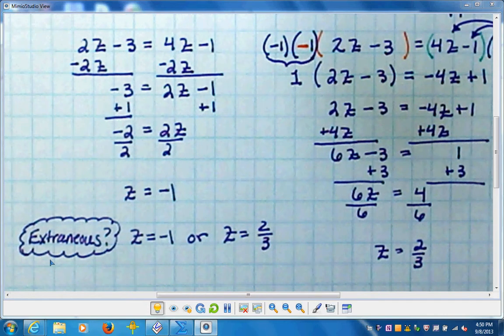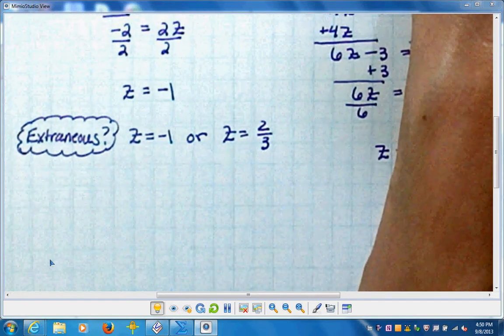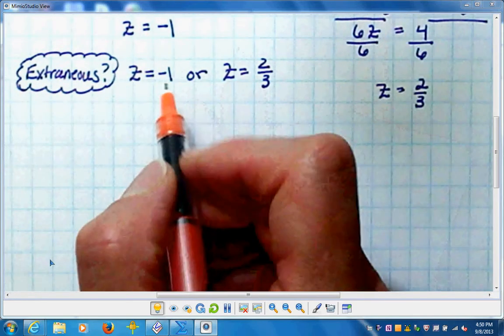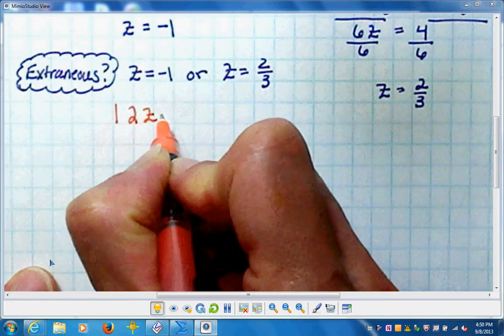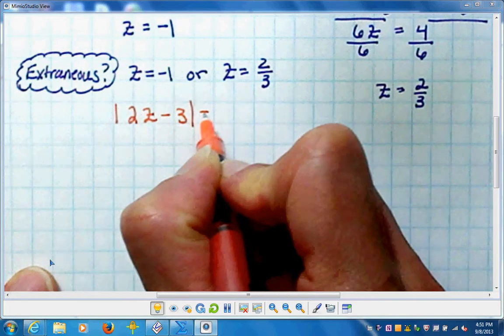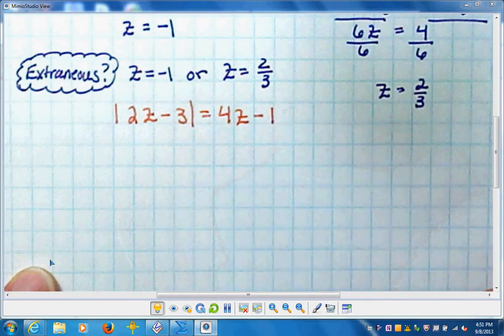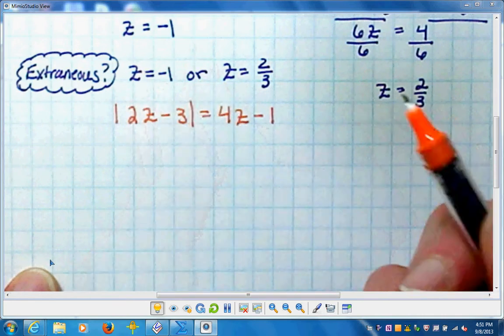And the way we figure that out is we go back to the original problem. And the original problem was, let me move my paper up here. My original problem was the absolute value of 2z minus 3 equals 4z minus 1. So I have to test these out. So I'm going to test -1 first.